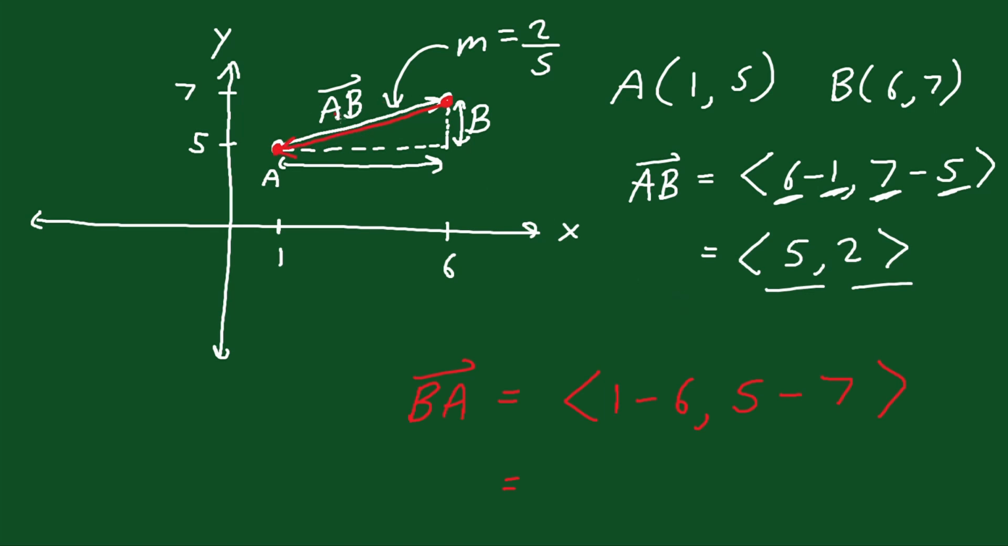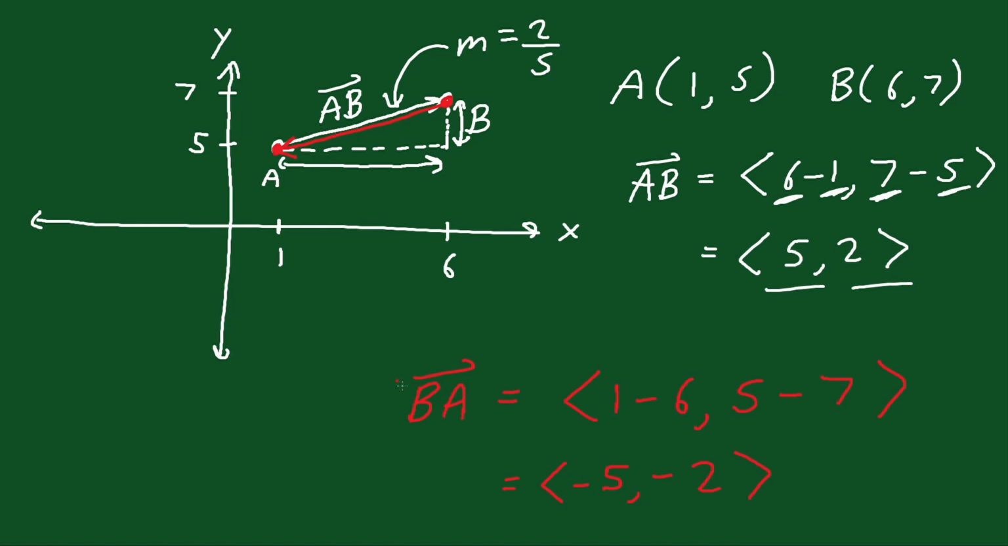So it absolutely matters the order that you're stating those points, right? Because in this case, we would have (-5, -2). You notice it's the exact same numbers as here, except they're both negative because we're going in the opposite direction. Remember, with vectors, the direction matters. It's not just a line segment, right? It's not just a magnitude, it's a magnitude with a direction.